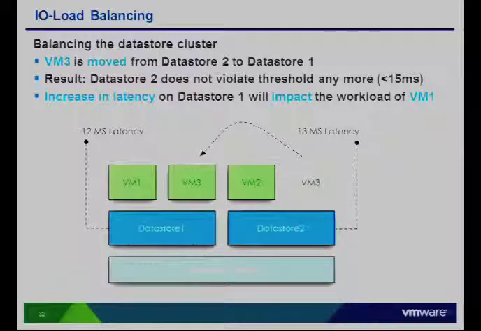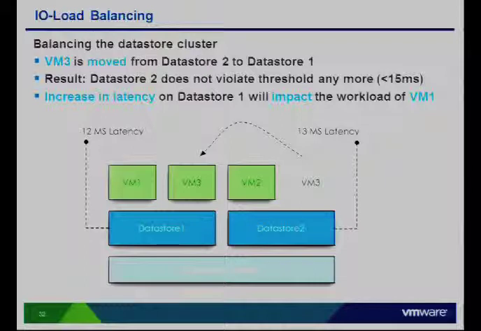The question I received was, will Storage DRS start to look for a data store that has a 5 millisecond latency for VM1, because you're using a workload model and we know what the virtual machine is actually experiencing when it comes to I/O load? And the answer is it doesn't.